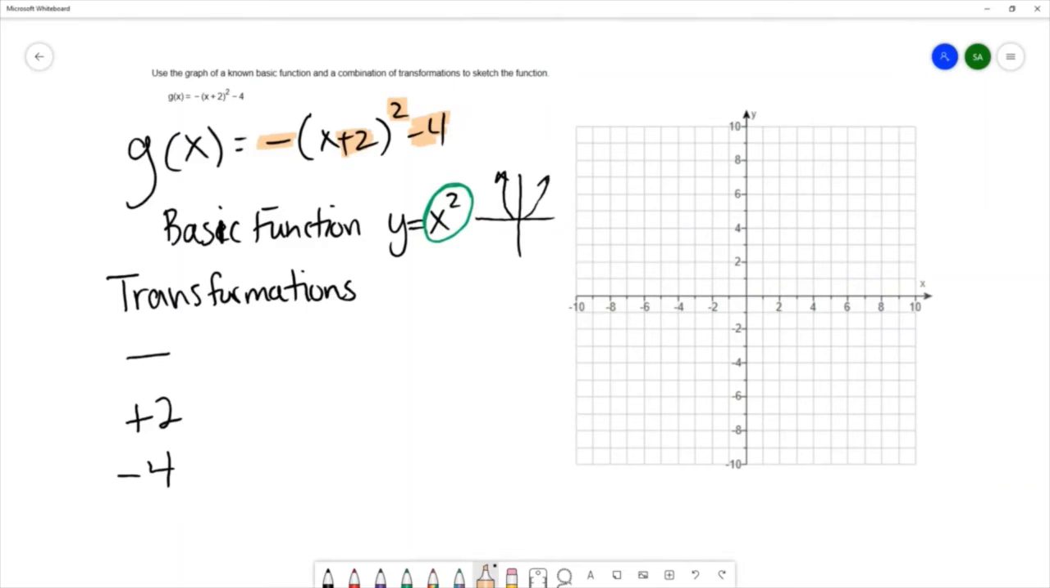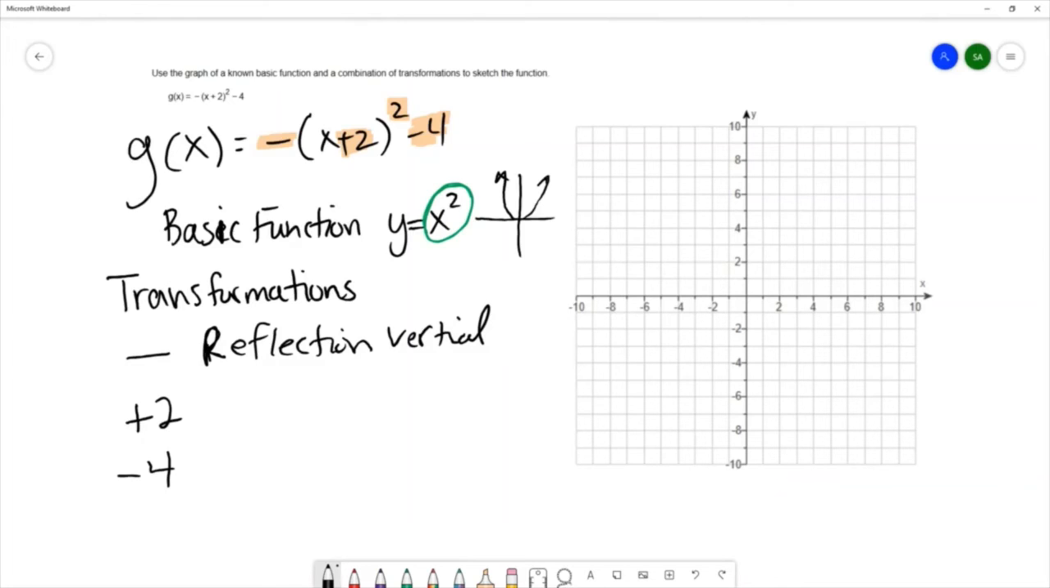So in our example, we have this negative being multiplied, which means that it is a reflection. And because that negative is on the outside of our base function, it is a vertical reflection.